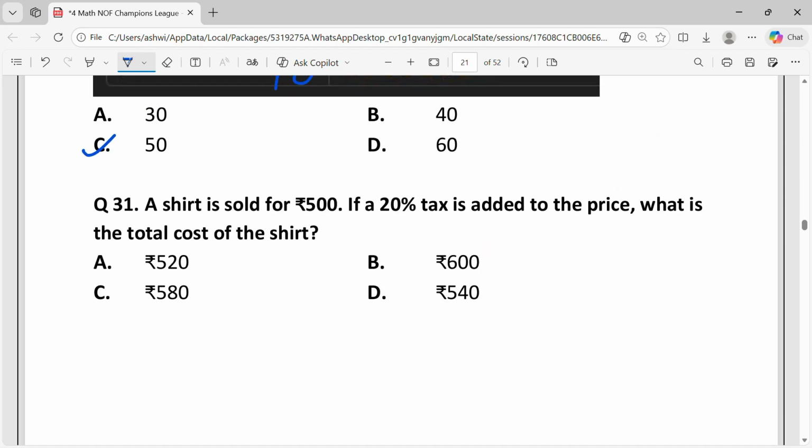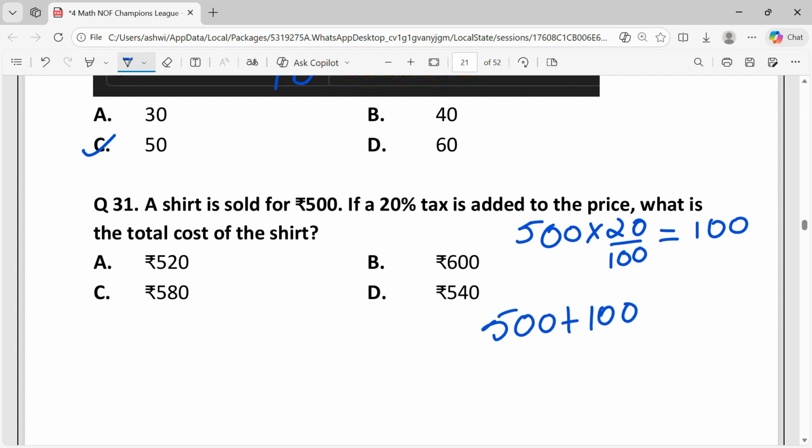Question 31. A shirt is sold for rupees 500. If 20% tax is added to the price, what is the total cost of the shirt? 20% tax is cost price into 20%, that is equal to 100. So the total cost will be the initial cost plus tax, that is equal to 600. That is option B, rupees 600.